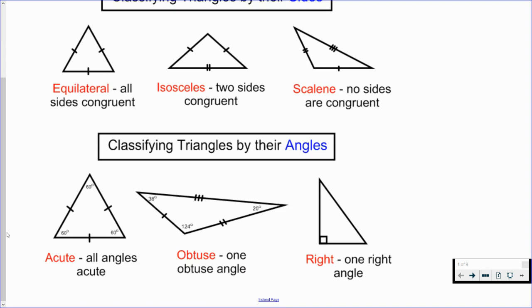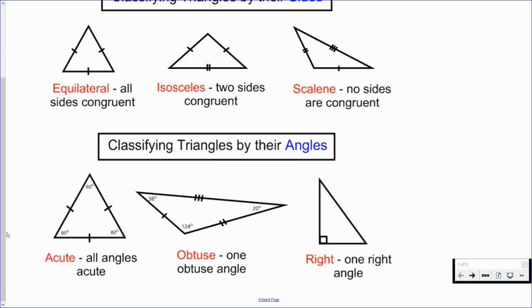The other way, as I mentioned, is classifying by angles. Okay, so it has to do with what types of angles are inside of the triangle. The first example is an acute triangle. Now, the example there that is drawn happens to have all the angles equal. That's called equiangular. That doesn't have to happen in order for the triangle to be acute. If all three angles are acute angles, then the triangle is acute, no matter what their measures are. As long as all three angles are acute, then the triangle is an acute triangle.